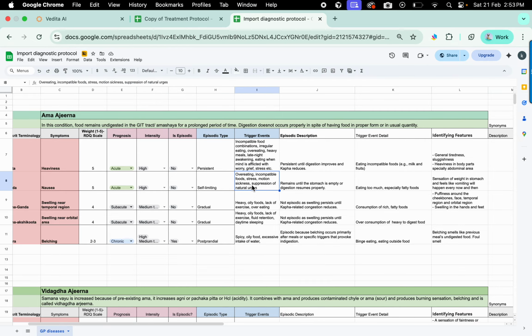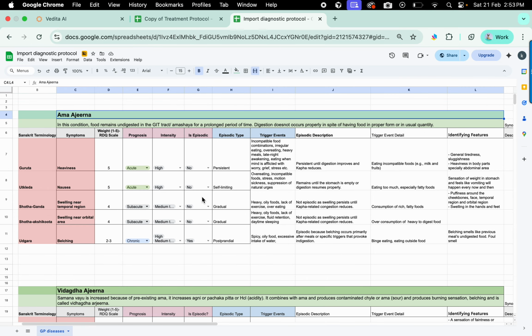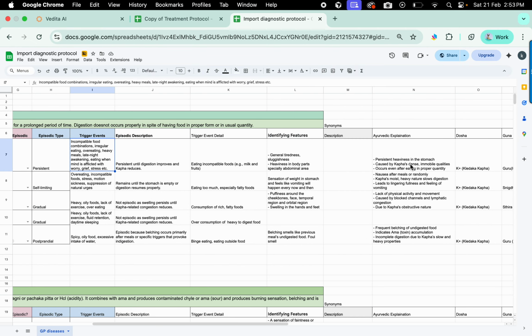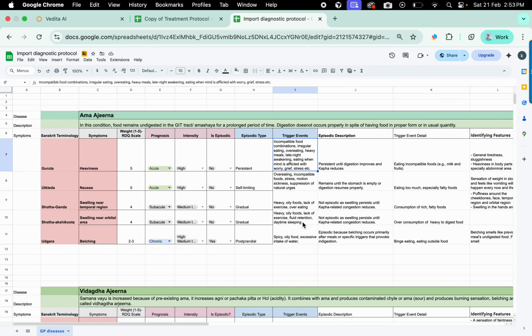So, for example, here is the protocol that we've written for Amajiran. These are the different symptoms and a scale, like how heavy, how intense is that particular symptom for that particular disease to be diagnosed as Amajiran, and what are the trigger events for it, and how are we saying this is the correct description, where is the reference for our information. This is Madhav Nidan, Charak Samhita, etc. Exact reference of the manuscripts from where this particular information is taken.